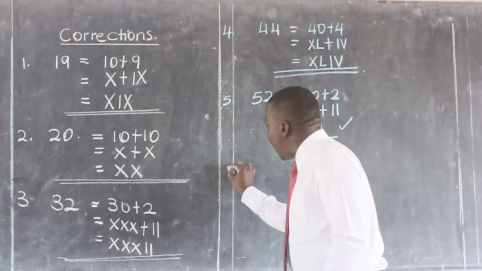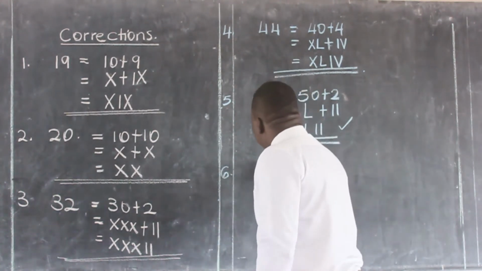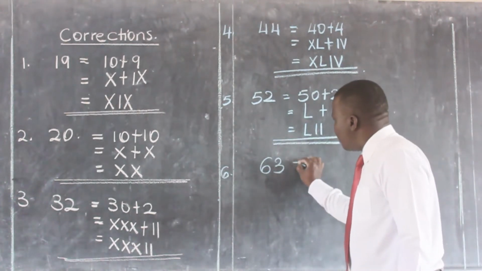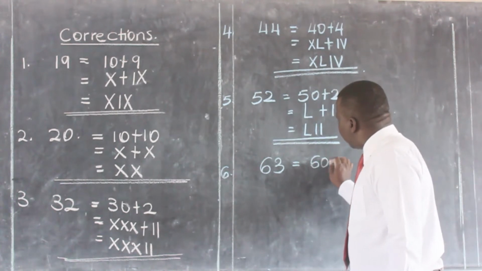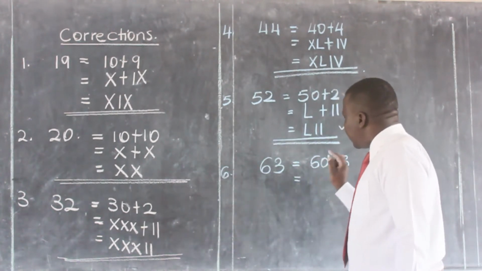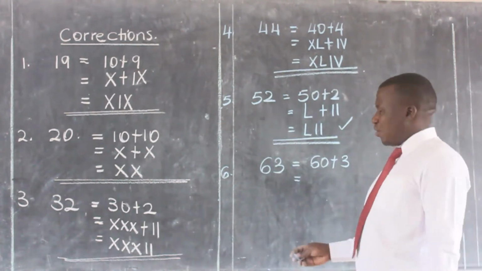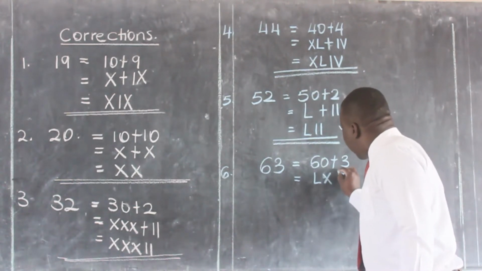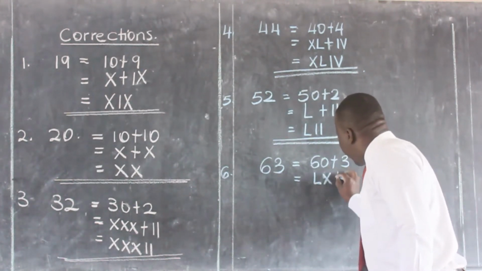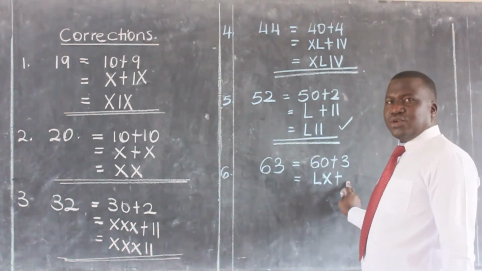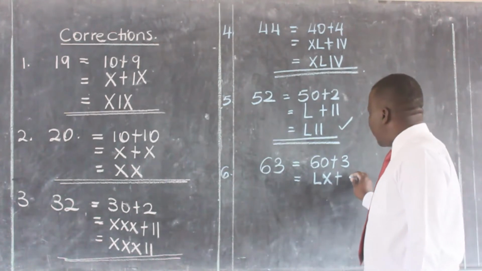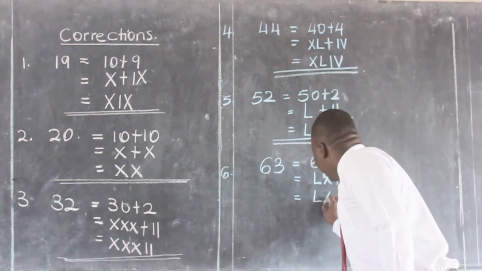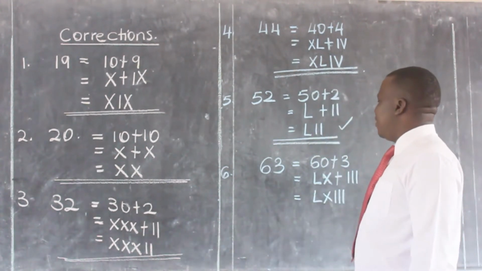In our number 6, the question was 63. Express 63 as a Roman numeral. Expand it to become 60 plus 3. And 60 is an addition Roman numeral. You add 50 plus the 10, which gives us LX, plus the 3. 3 is also an addition or repeating Roman numeral, which is III. So 63 gives us LXIII. Okay?